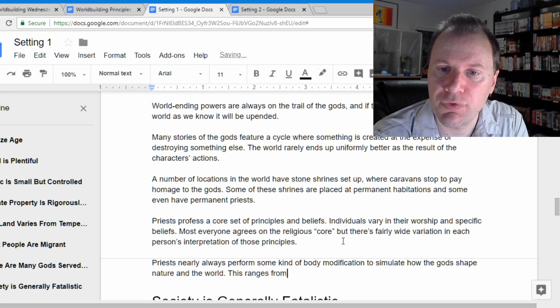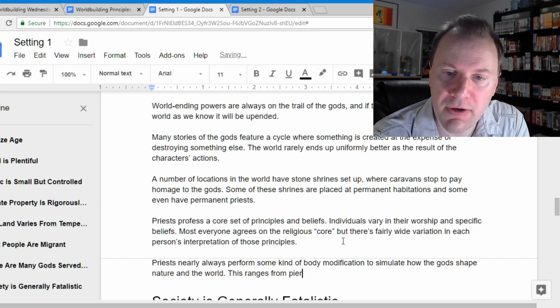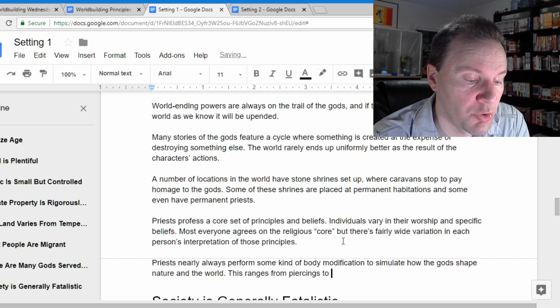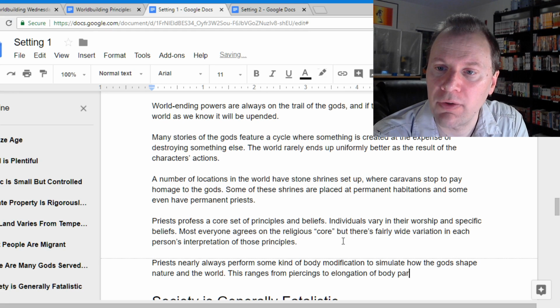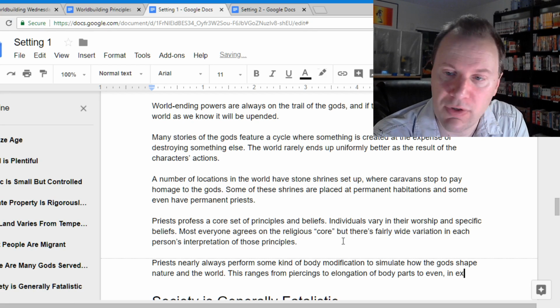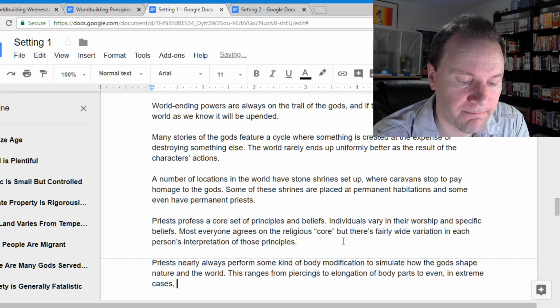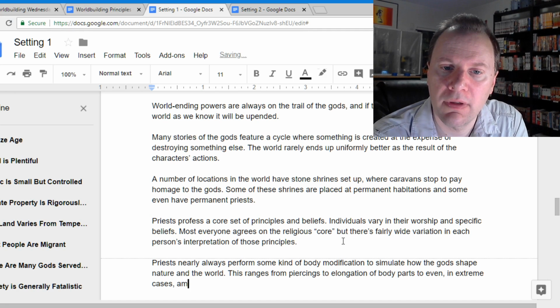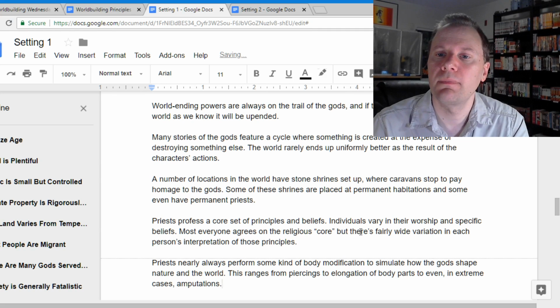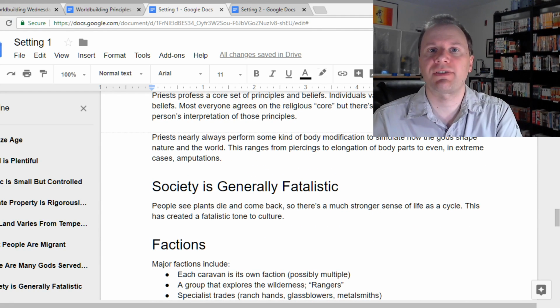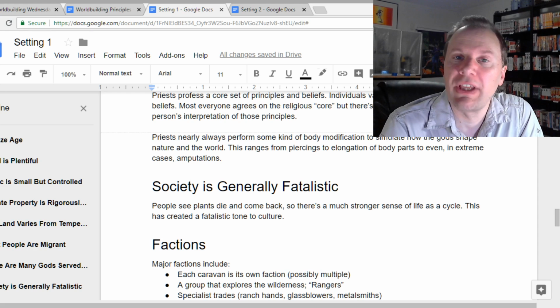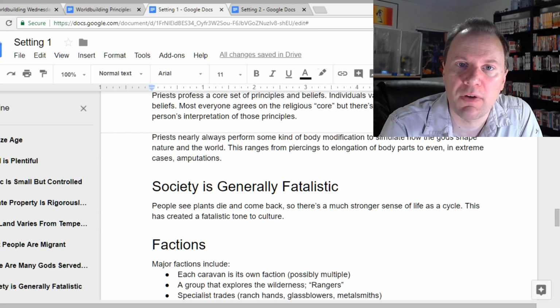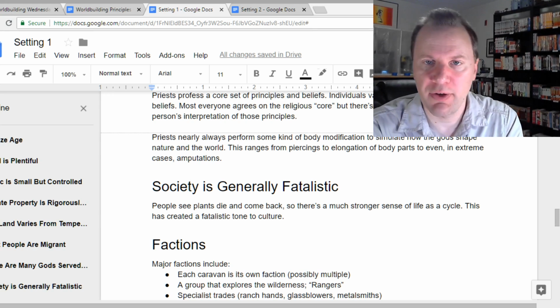This ranges from piercings to elongation of body parts to, even in extreme cases, what would you call chopping off a piece of your body? Amputations. So there'll be some extreme sects where, in order to truly worship a god, you have to chop off a finger, or something along those lines. Good idea, Saf. Thank you.